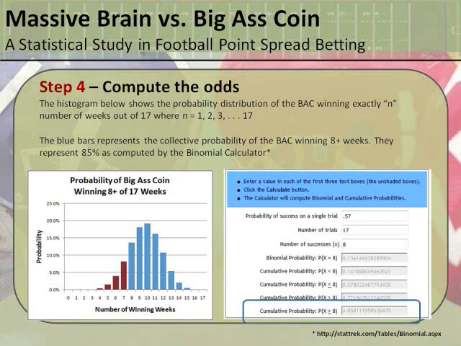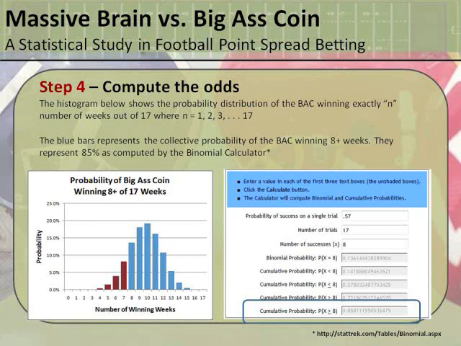And since I only need to win 8 weeks to win the overall contest, if we sum the probabilities of winning 8, 9, 10, etc. through 17, the total probability of winning the $40 is slightly more than 85%. And this figure is backed up by the binomial probability calculator, which shows the exact figure to be 85.81%. So 86% probability sounds pretty good to me. In fact, maybe the question isn't if I'll win, but when.